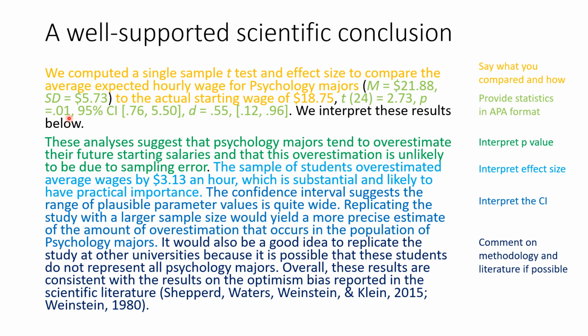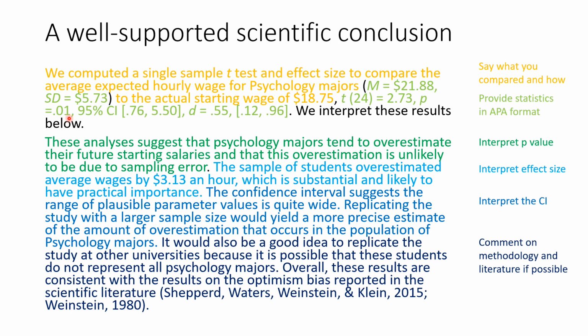Then you want to interpret the confidence interval. The confidence interval suggests the range of plausible parameters is quite wide. Therefore, replicating the study with a larger sample size would yield a more precise estimate of the amount of overestimation that occurs in the population of psychology majors. So this is basically saying we need to be pretty tentative here because it's very wide.